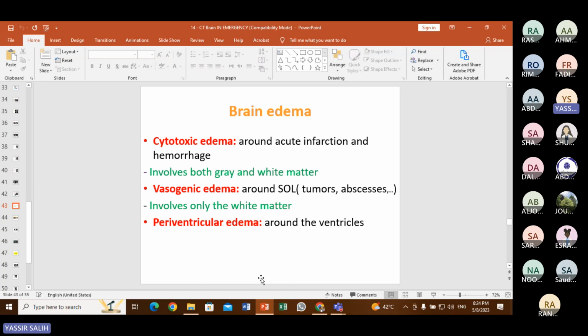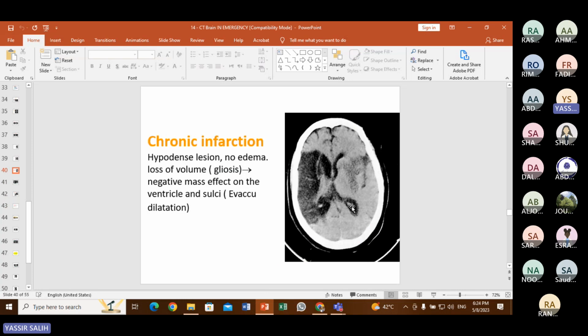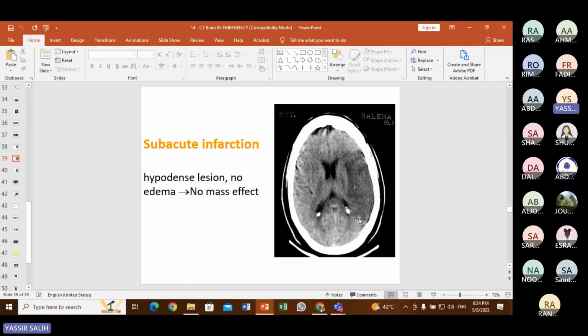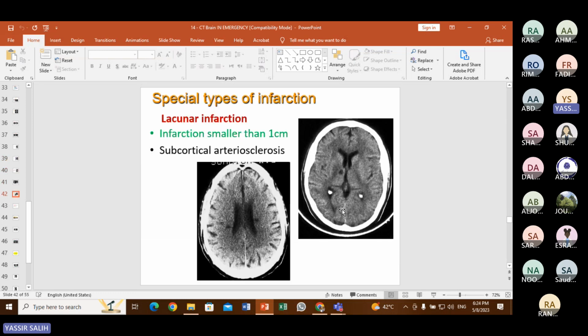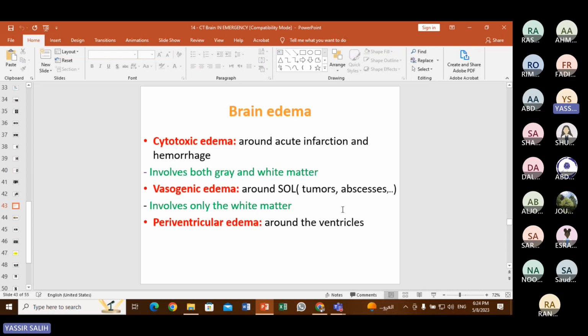We have 3 types of edema. Cytotoxic edema, as we saw a little earlier, is edema occurring around the infarction and hemorrhage. How does it appear? It appears as a rim of hypodensity around the infarction or hemorrhage. This is cytotoxic edema, and it can involve gray and white matter.